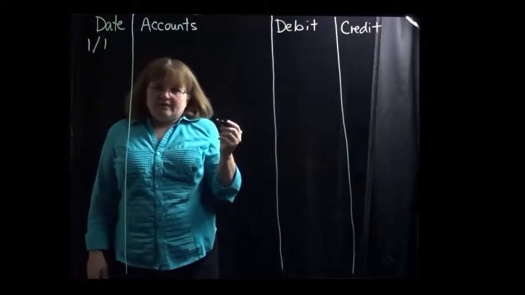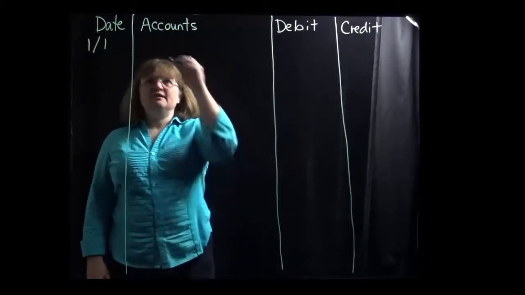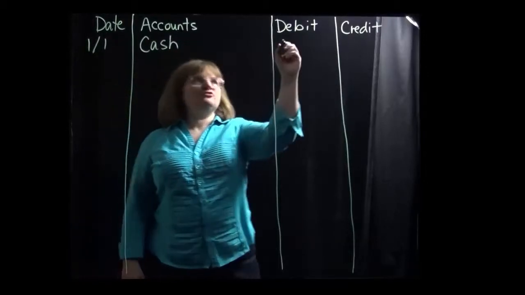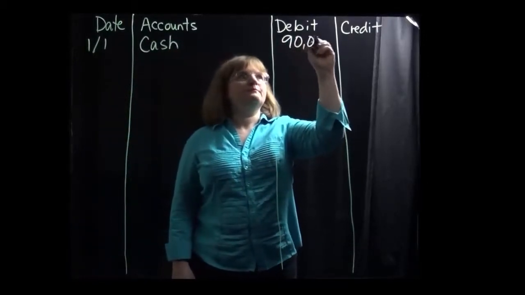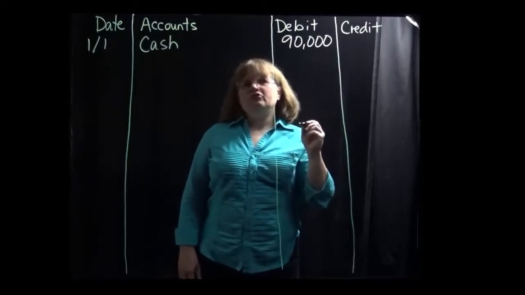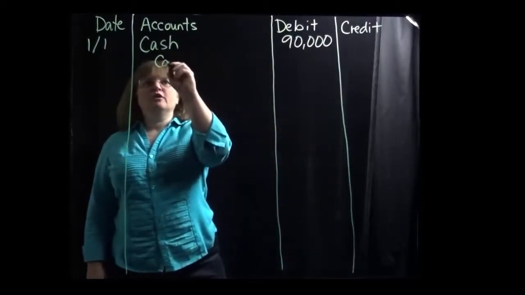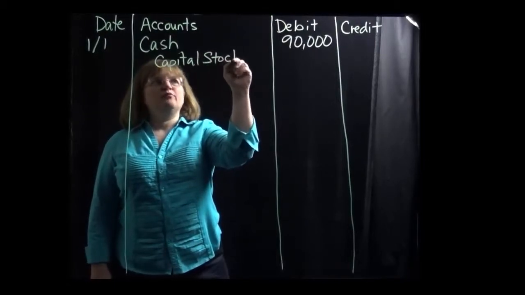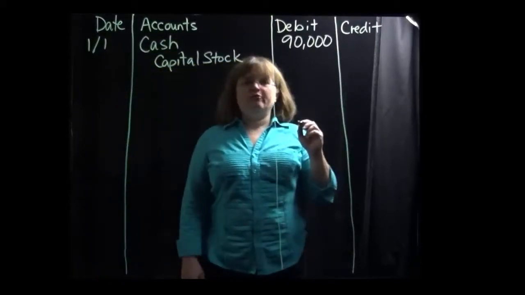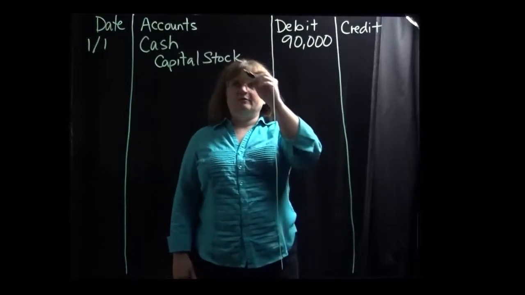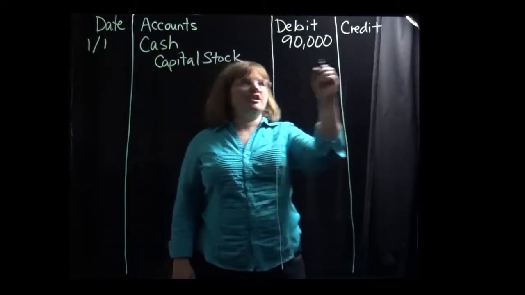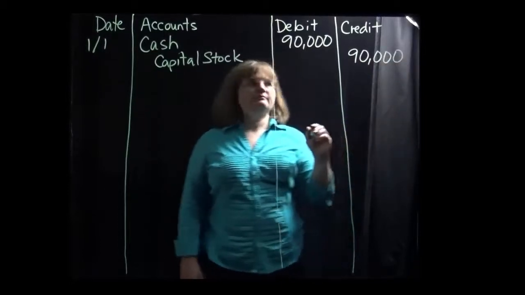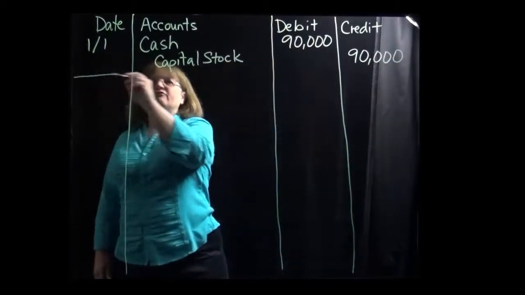The account that's going to be debited is our cash because we are receiving cash. Therefore, we will debit cash for the $90,000. The account that we will credit is our capital stock account. That is an owner's equity account that represents ownership in the corporation by the investors that now own those shares. And so that will be credited for the $90,000. So that's our first journal entry.